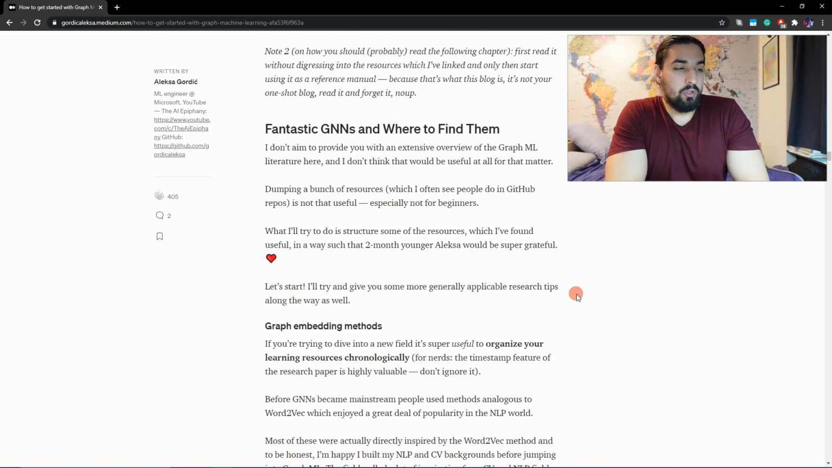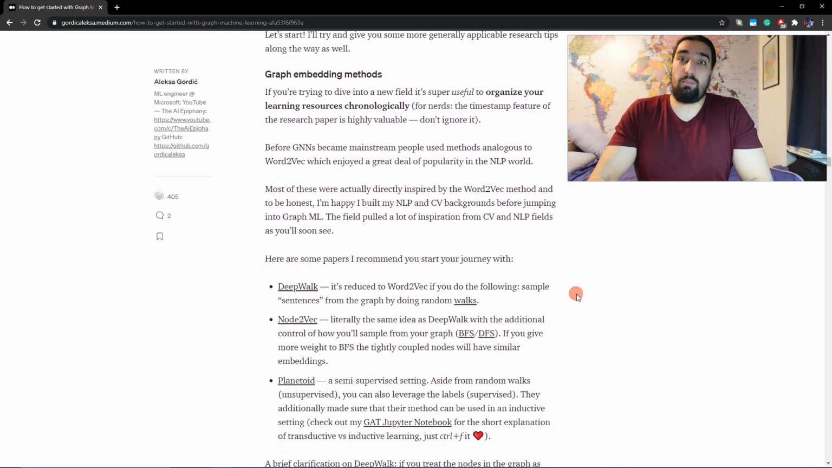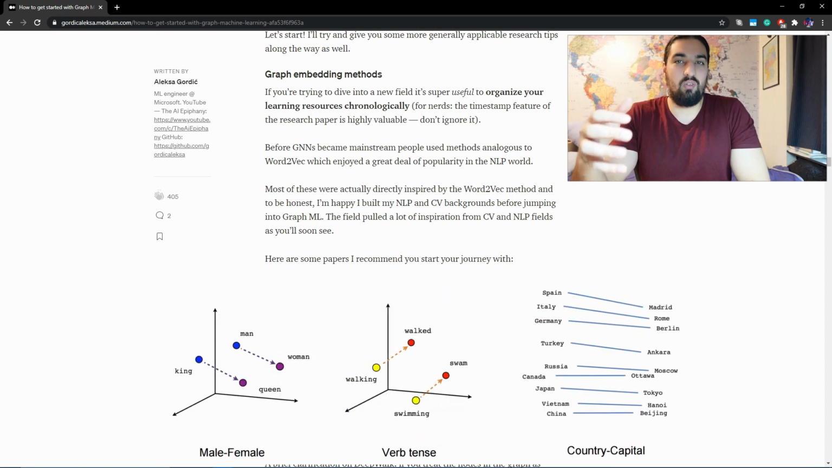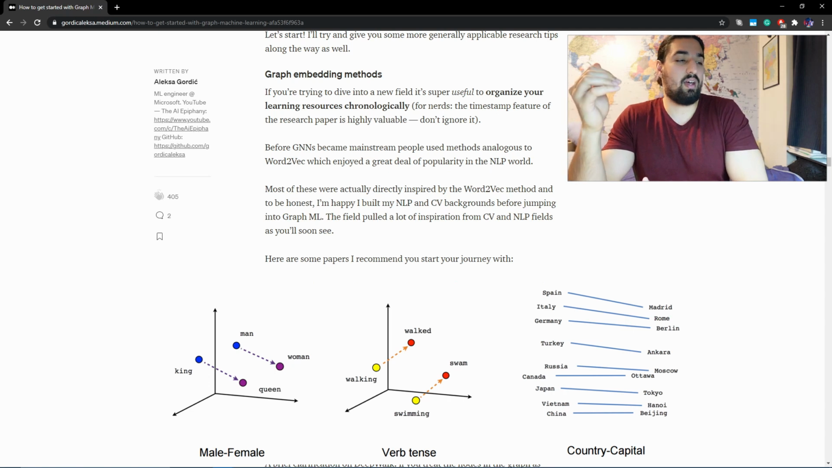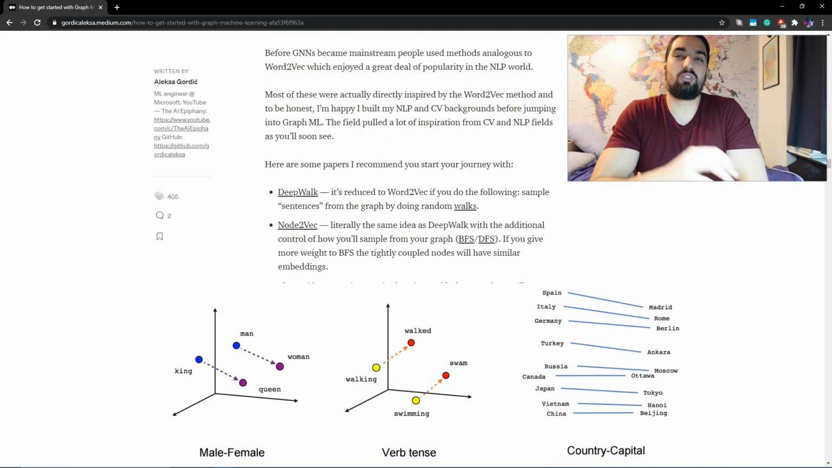So if I were you, I'd first start with graph embedding methods. These are not graph neural networks; these are a specific class of methods which are similar to Word2Vec. If you're familiar with natural language processing and you know what Word2Vec is, these are going to be much more familiar and easy to grasp. They're just Word2Vec repurposed onto graphs.